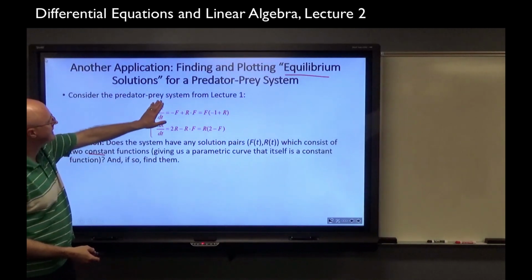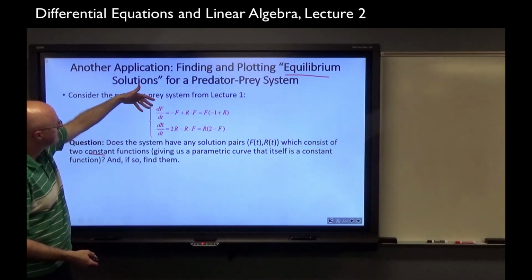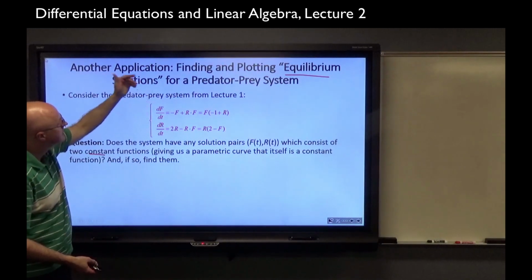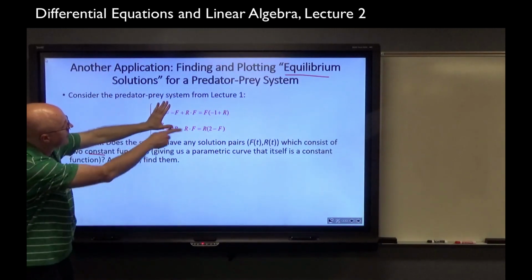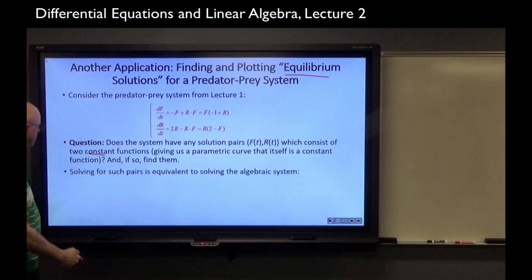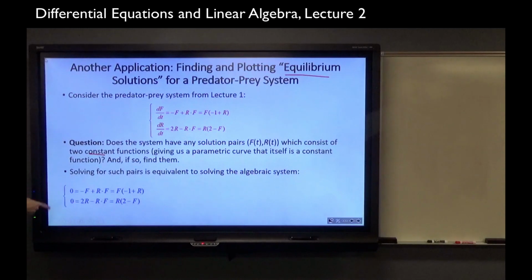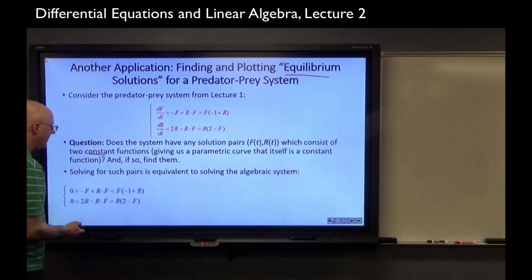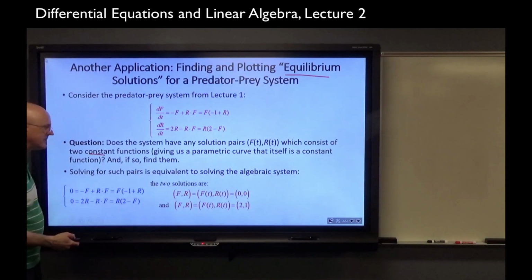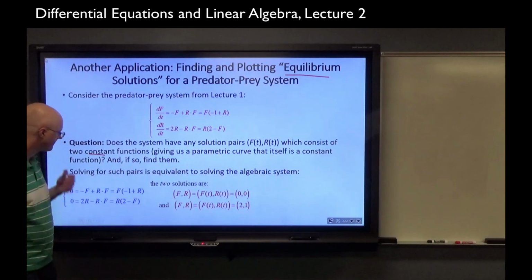Well, essentially, you're looking for where you've got constant functions, so the derivatives are always going to be 0 for all t. That means you're looking for what coordinates for f and r give you 0 on the right-hand side. So you solve a system of algebra equations, which we can solve simultaneously. It's a nonlinear system, but by factoring out the f and the r, you can pretty easily solve it to get two answers, the point 0, 0 and the point 2, 1.